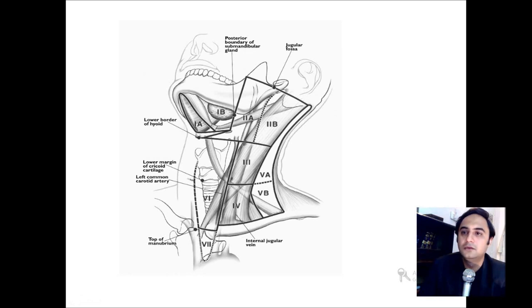diagram that shows all of the levels: 1A, submental, 1B, 2A, 2B, level 3 from the cricoid starting, and from the base of the mandible up to the cricoid, and then below the cricoid level 4, and in the posterior triangle the 5A and 5B levels. All of these are taken out in the functional neck dissection.